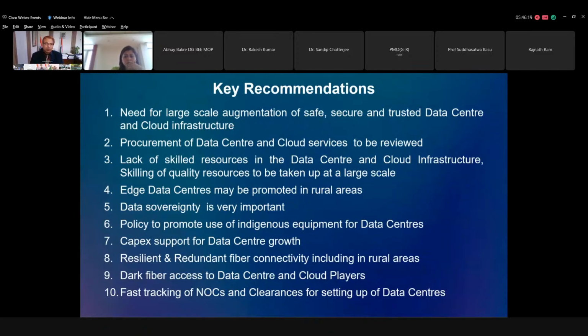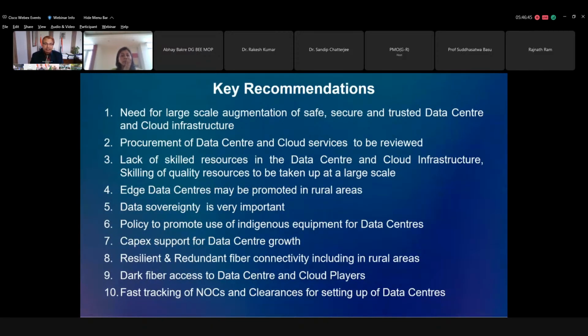The first was the need for larger scale augmentation of safe, secure, and trusted data center and cloud infrastructure. At present, the capacity in India is actually not comparable to what even some of our neighboring countries have, like Singapore and even a smaller country in Europe. So this needs to be augmented at a rapid rate to a much larger level.